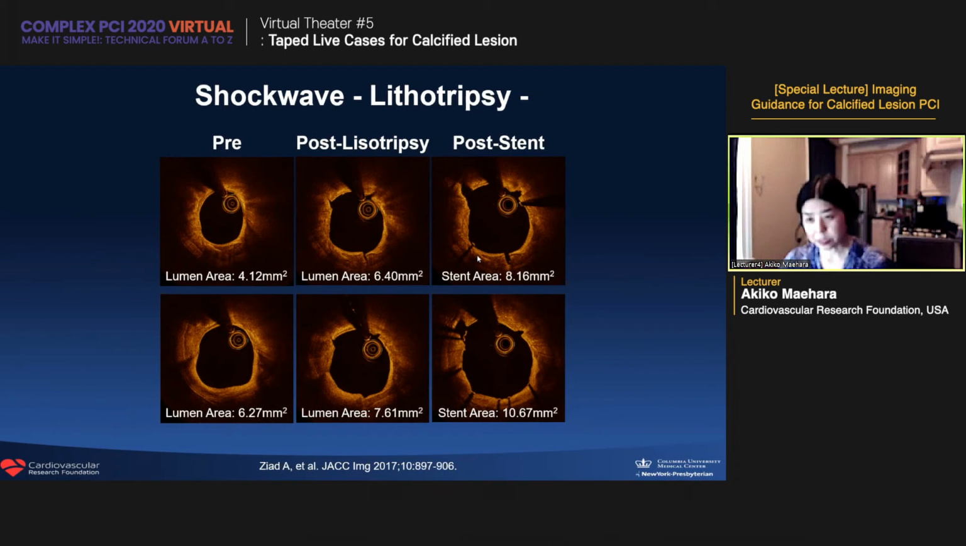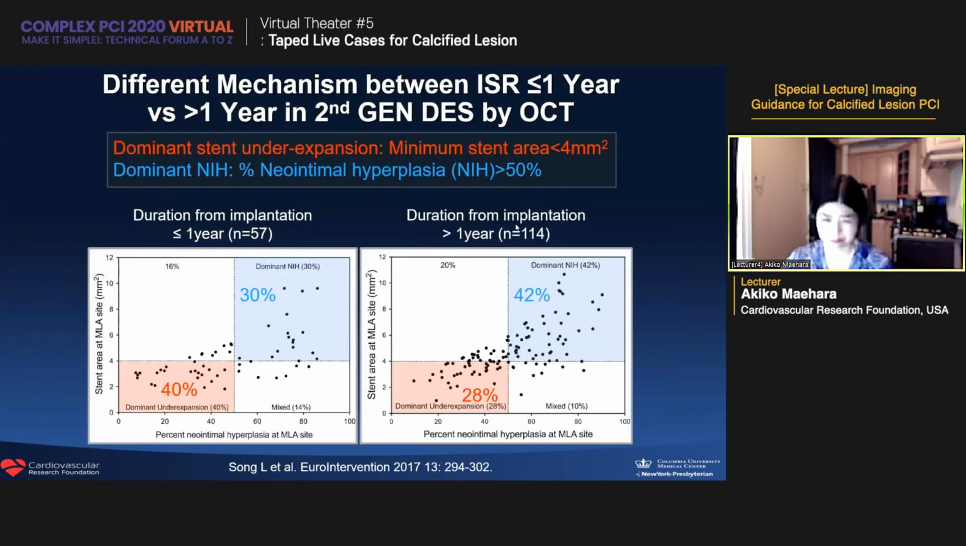But as Dr. Colombo mentioned, after the non-compliant balloon and stent, we see much more calcium fracture and also the stretching of the calcium fracture that contributes to good stent expansion. So finally, let's talk a little bit about in-stent stenosis.